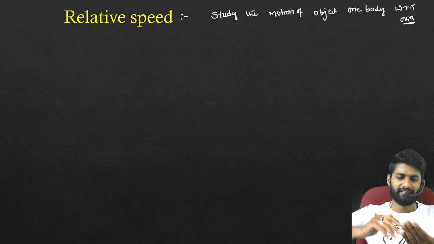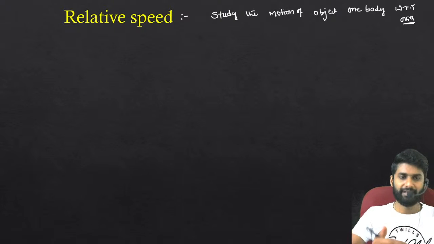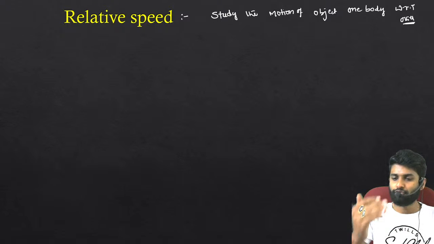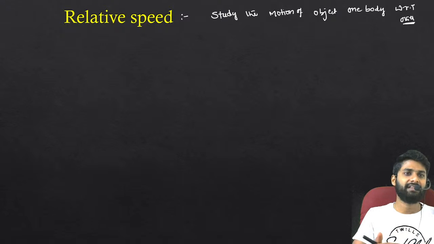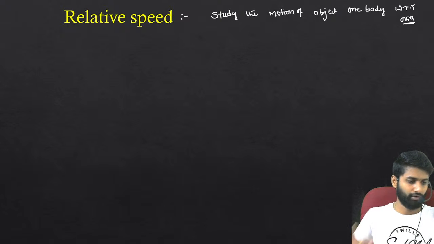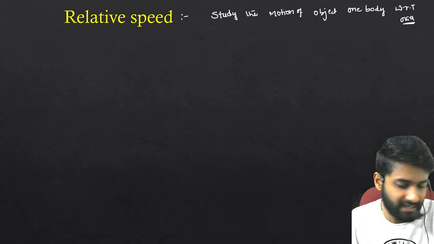There are two types of speeds, Nana. Static speed and relative speed. Relative speed deals with two objects in motion. Static speed deals with one constant, with one motion. That is the difference between the static speed and the relative speed.